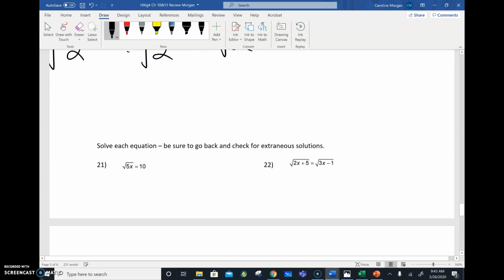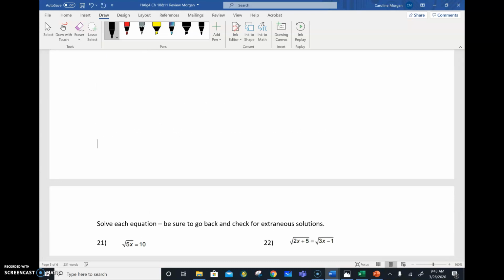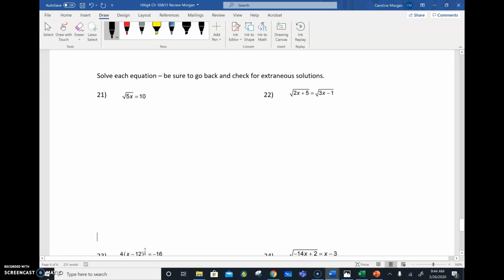Let's move on to 21. Let me pull this down to its own sheet. And it says solve the equation. This was 11.3. Go back and check for extraneous solutions. So 21. Hey, this is beautiful.